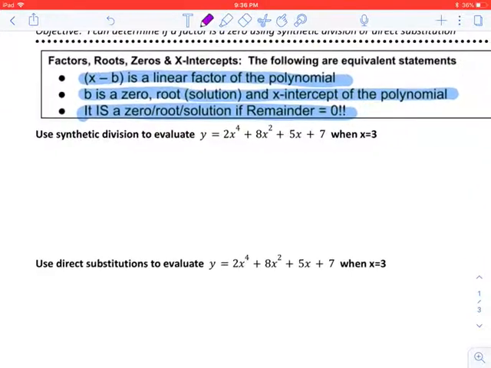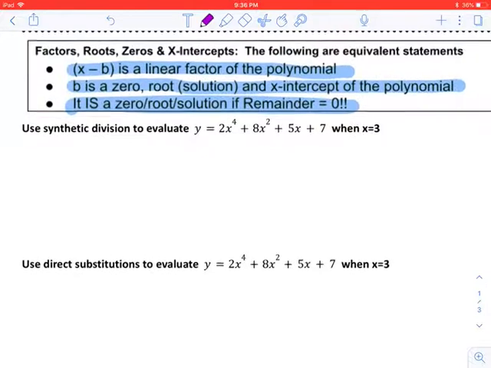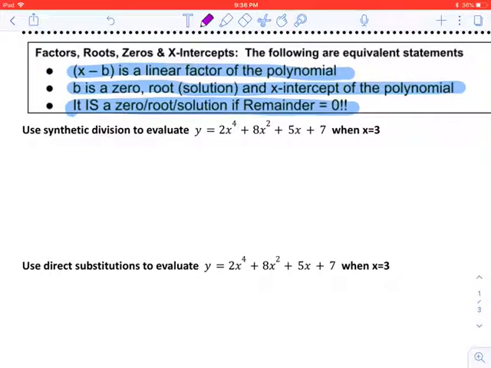So there's two ways you can go about these problems. The way I probably prefer is synthetic division because it goes quick, it's easier. But substitution works too, and that's something you are probably pretty familiar with. Okay, so let's look at both ways.